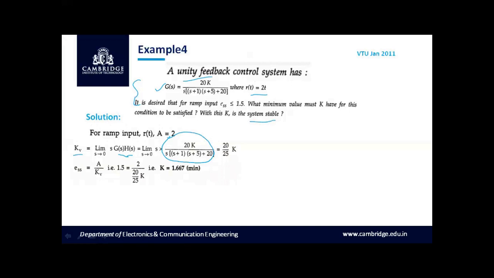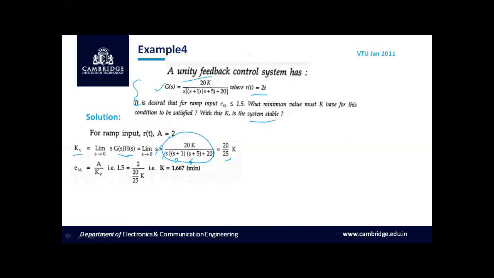As s tends to 0, we get 20k divided by, in the denominator we have 5 plus 20, so we get 25. So Kv will be equal to 20 divided by 25 into k.